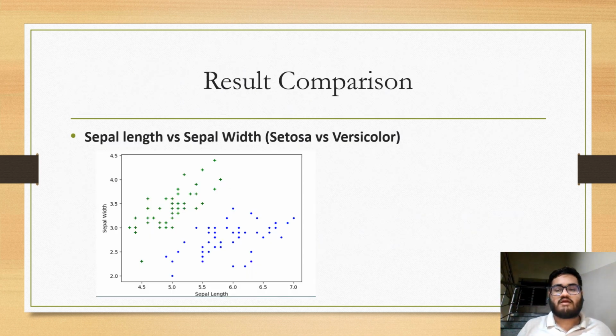Now here is the result comparison of our machine learning algorithm. Sepal width versus sepal length, Setosa versus versicolor. Here is the diagrammatic representation of this. Green here represents category A, blue here represents category B. Any other new point in the n-dimensional data can be in either category A or category B. This can be found out using the KNN classifier algorithm.